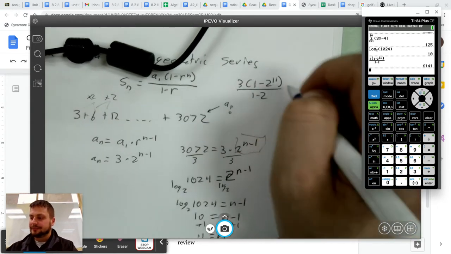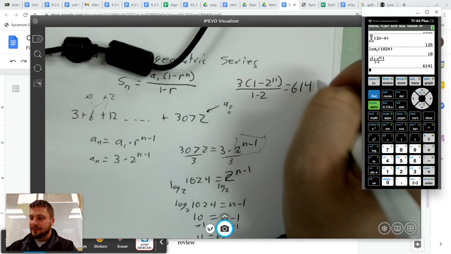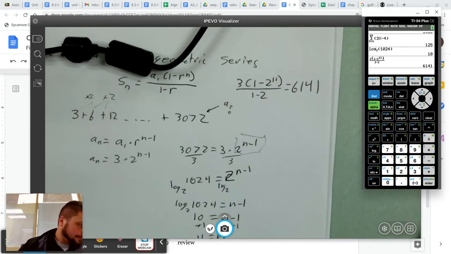The sum is 6,141. Okay. Let's try another one.